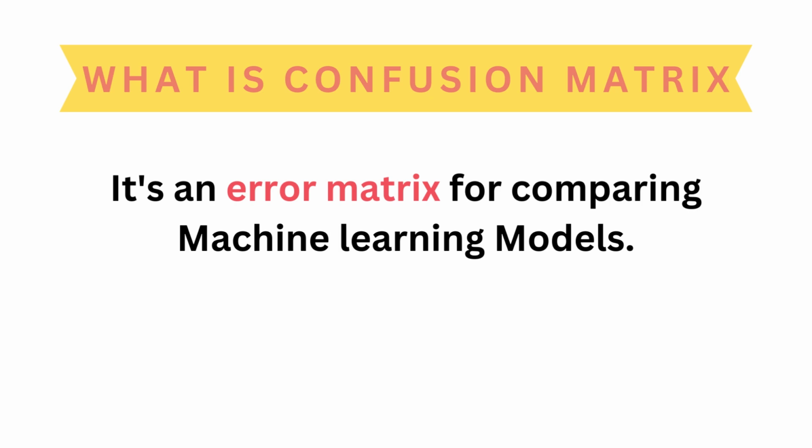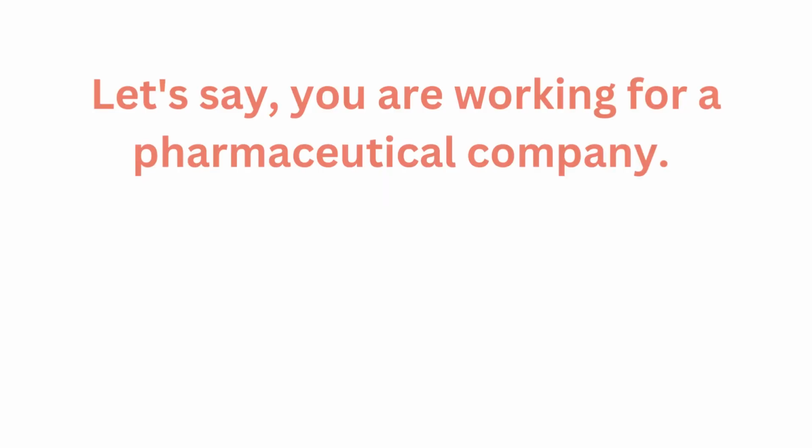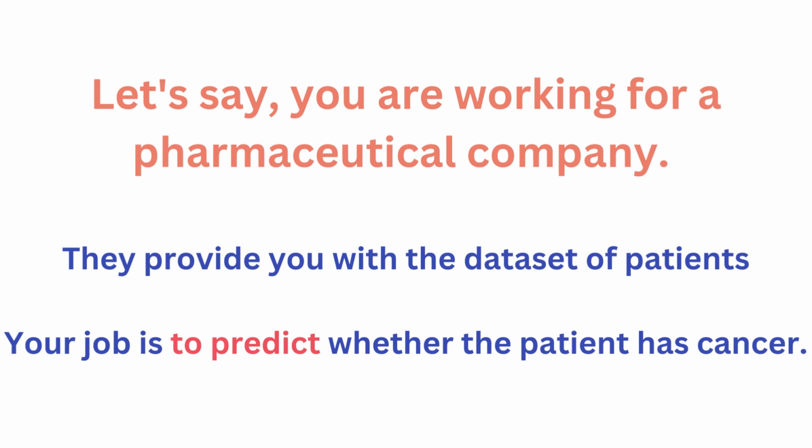What is a confusion matrix? It is an error matrix for comparing different machine learning models. Let me explain this to you with an example. Let's say you are working for a pharmaceutical company and they provide you with a data set of patients. Your job is to predict whether the patient has cancer.